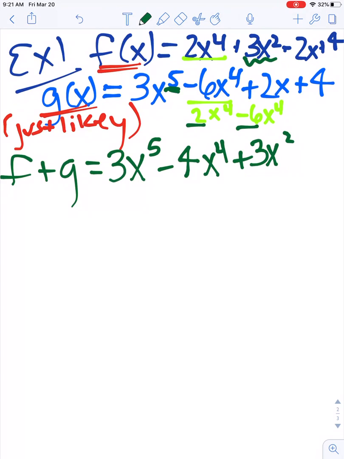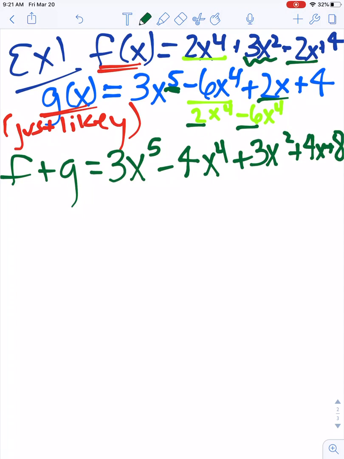Then we're going to go ahead and add our x terms. So we have a 2x up top and a 2x on bottom, so we get 4x. And then last but not least, 4 plus 4 gets us a plus 8. I know that's kind of on the side of the screen, but that's okay.